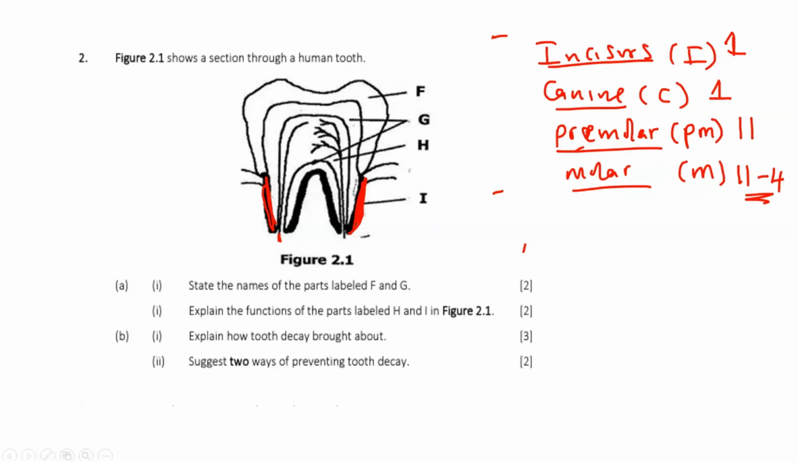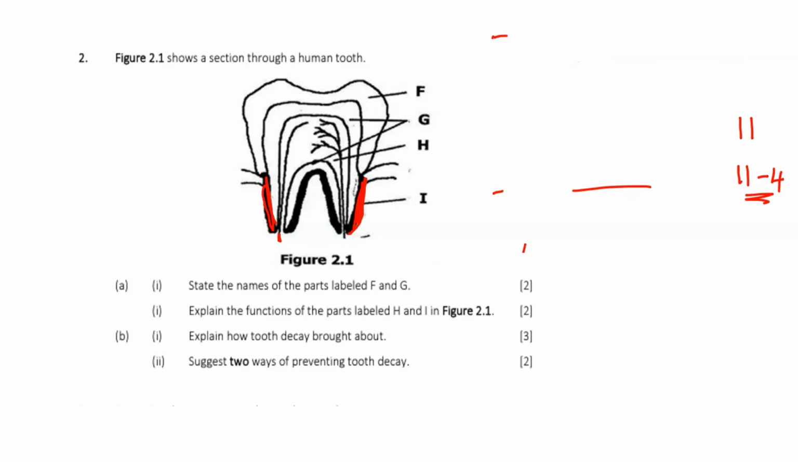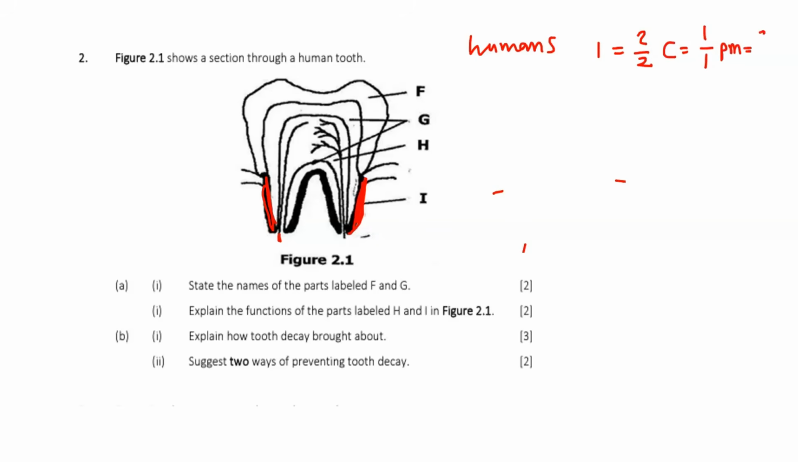Okay, so what is the other thing that we can talk of here? We can talk of the dental formula of different animals. And what are the animals that we can look at? We can look at humans. What is the dental formula of a human? If we are to look at it, I is 2/2. Then canines is what? 1/1. Then premolars is equal to what? 2/2. Then molars is equal to what? 3/3.